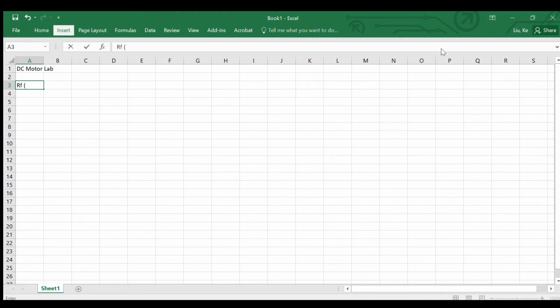The first one was the field winding resistance. We put the name here, and we also need to put the unit there. The unit is ohms. The second one is armature resistance. I just copy the name over because I don't want to search for the ohm symbol again, change it to armature, and then put the numbers in. This is what we measured from the lab.